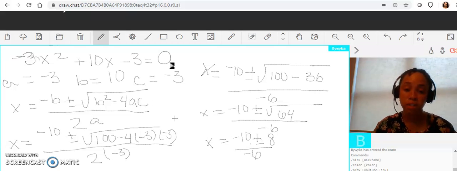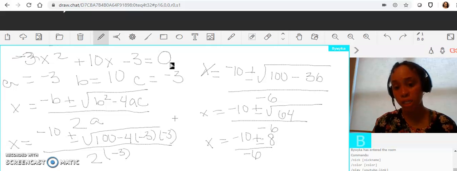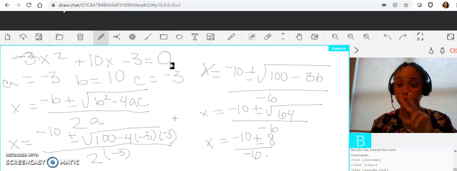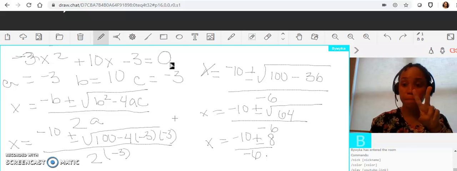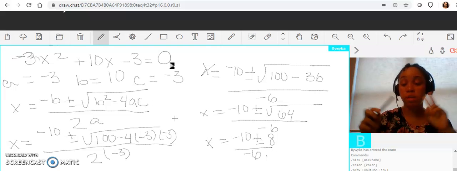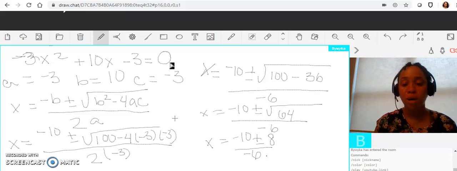So now I can evaluate. Now I have negative 10 plus 8 divided by negative 6, and I have negative 10 minus 8 divided by negative 6. So we get two different answers, right? Remember, the parabola has those two different places where it crosses the x-axis, right? So that x-axis is right here, and it hits it here and here, two different places. Well, it could hit it at two places. We've talked about this before. It can hit it at one place, it can hit it at 0 places. But this should give us an answer for at most 2 places.